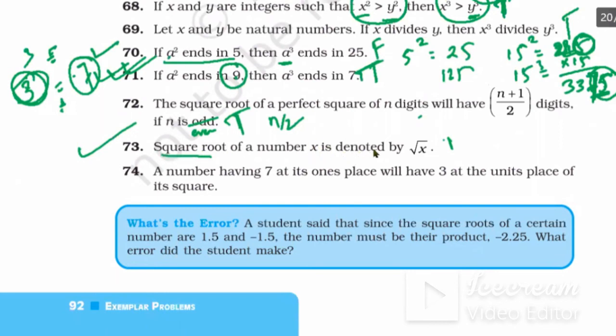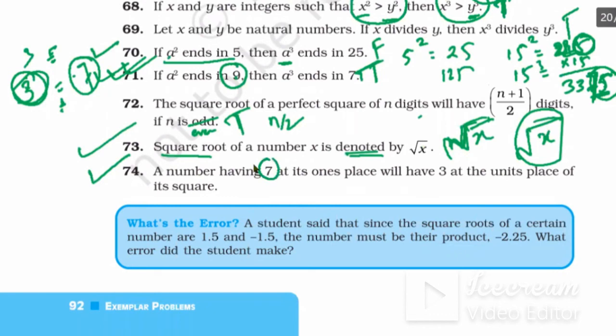Square root of a number x is denoted by root x. How do we denote square root? This is the root sign, the under-root sign, and x is put inside it. Okay. Yes, sir. Number 74. A number having 7 at its ones place will have 3 at the units place of its square. If the last digit is 7 at the ones place, will it have 3 at the unit place of its square? If we square it, what will come at the unit place? 3 will come?